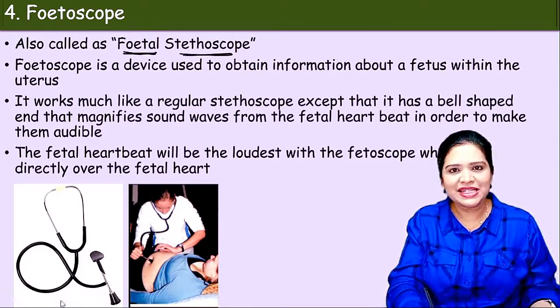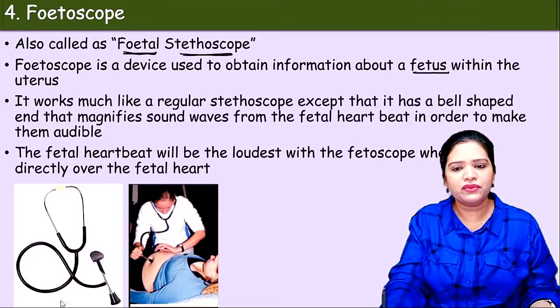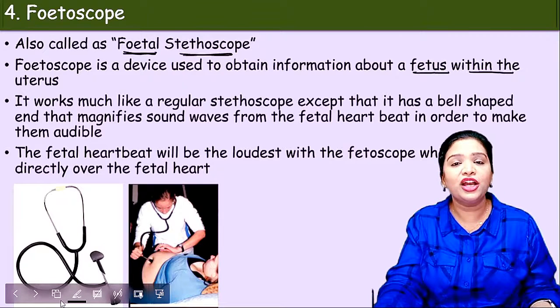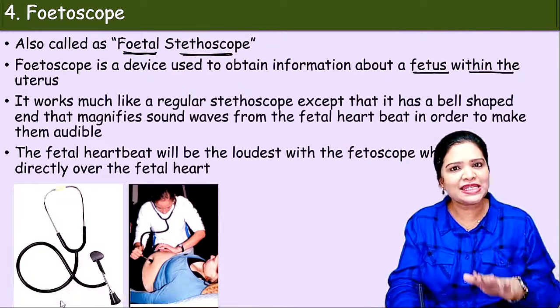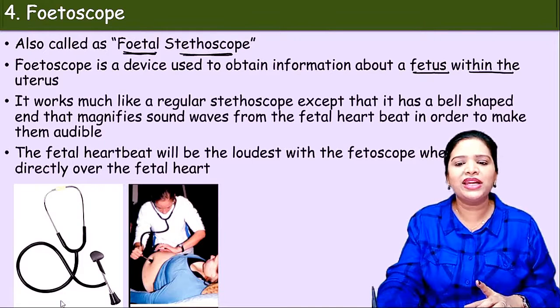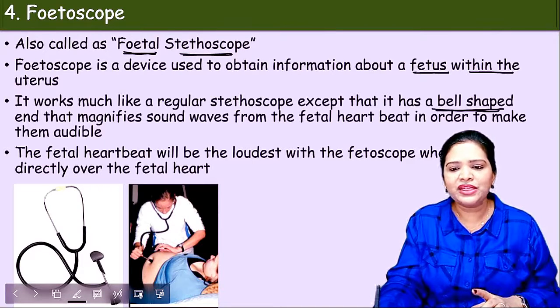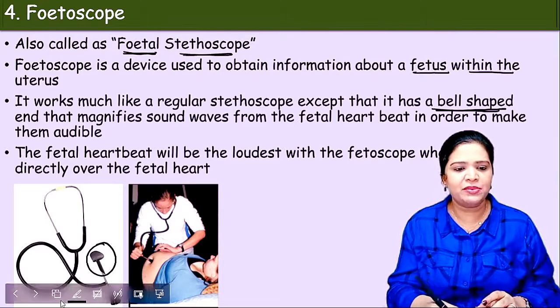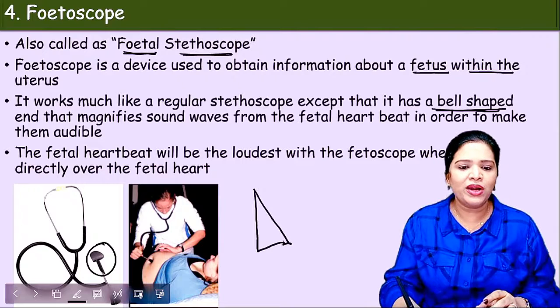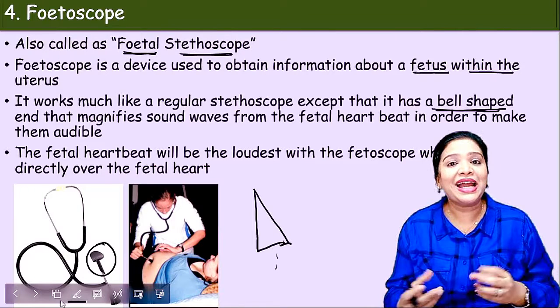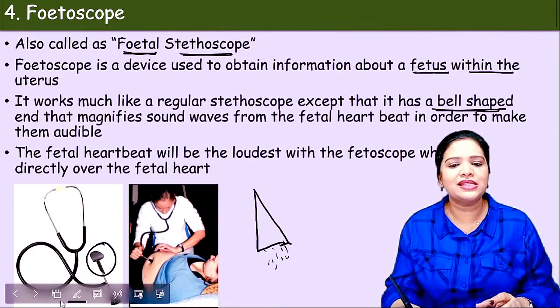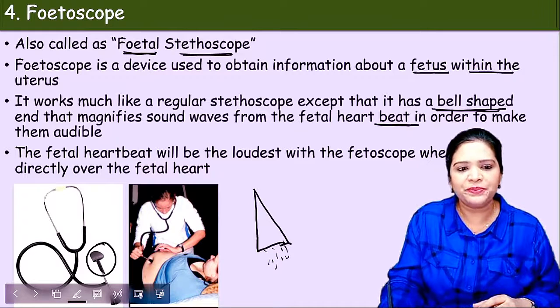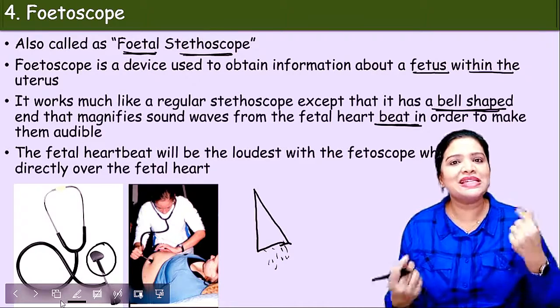So this is a device used to obtain information of a fetus within the uterus. It works in the same way as a stethoscope, but the only difference is this fetal stethoscope has a bell shaped end like this, like a cone shaped end. What happens is that it magnifies the sound waves from the heartbeat of the baby, so it will be audible when we listen from the outside.